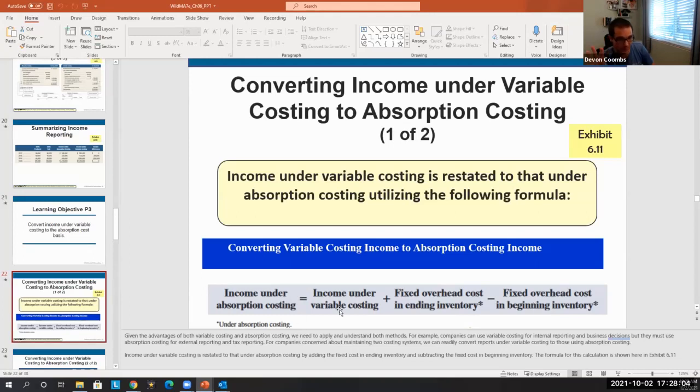All we're doing is we should know the income under variable costing. We should know the amount of fixed overhead per unit, and then attribute that to the amount of units in our ending inventory and our beginning inventory. Why are we adding the ending inventory? Because that wasn't expensed in the income under absorption costing. And then we take out the beginning inventory because it should have been expensed, right? If they were using FIFO.